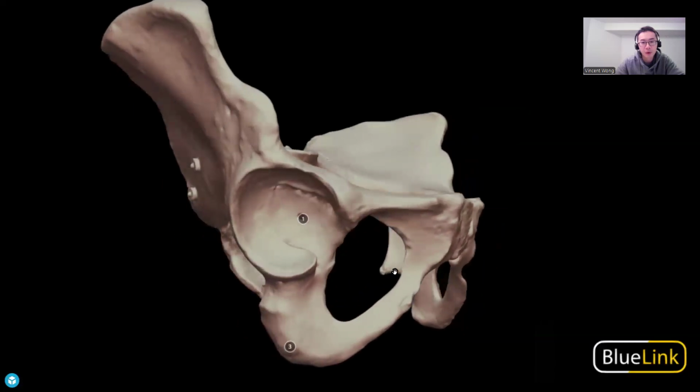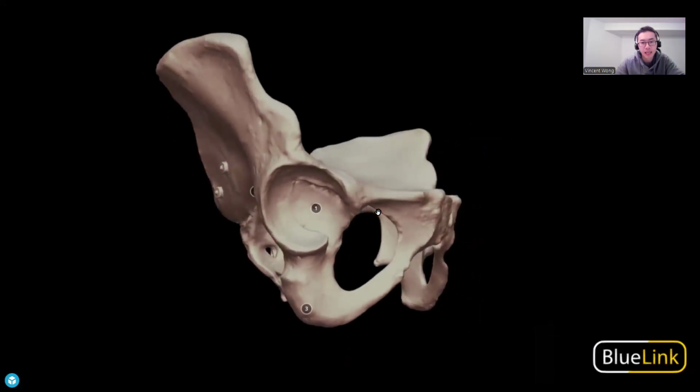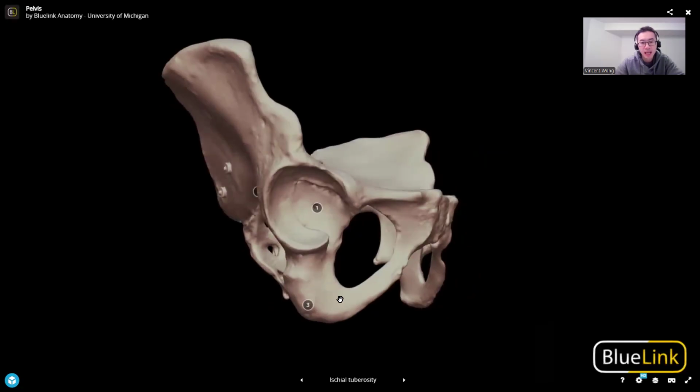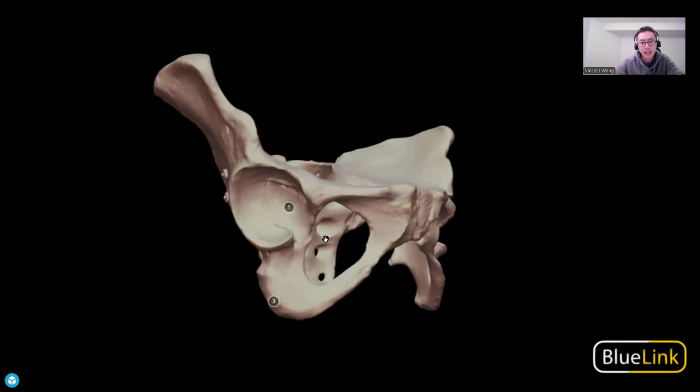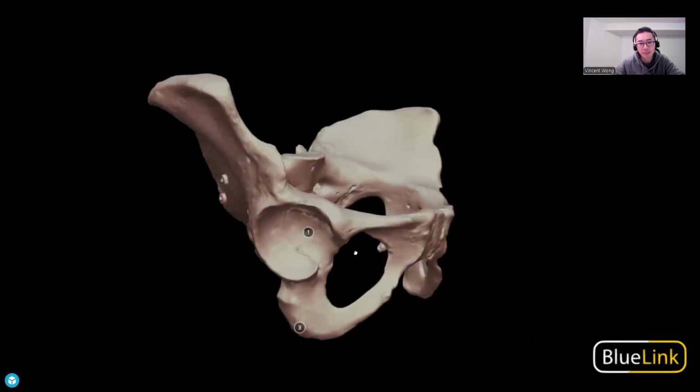Now there is a foramen here, called the obturator foramen. This foramen is formed by the pubis bone at the front and the ischium right here. And this allows various blood vessels and nerves to pass through so that when we're sitting down, we're not accidentally compressing our blood vessels or our nerves, right? They're all nicely tucked in this obturator foramen to be protected.